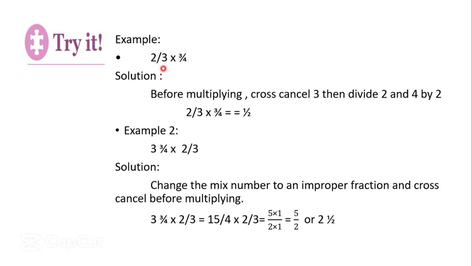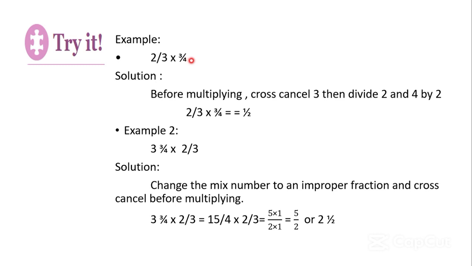Okay, so when we use the cross cancelling method, we look at the numerator of the first fraction and the denominator of the second fraction, then the denominator of the first fraction and the numerator of the second fraction. How? We need to find the common number by which both the denominator and numerator of the first and the second fraction can be divided.